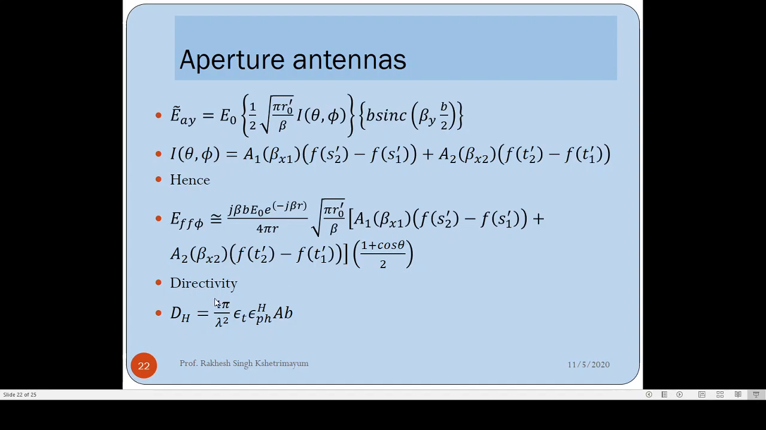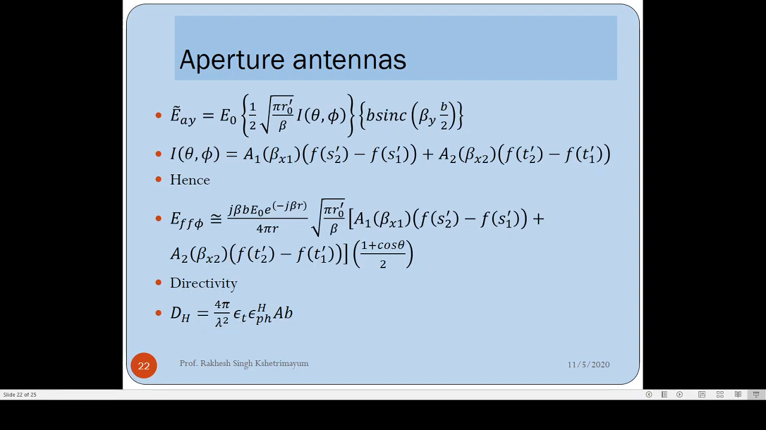And we are also interested in the directivity of the horn antenna. Directivity of the horn antenna can be found out. It's given in Balanis or Stutzman's book. It's 4 pi by lambda square. Usually what you do is you do the aperture integration and find out the directivity. Once you know the aperture field, you can easily find out the directivity for the aperture antennas. So directivity for this horn antenna is 4 pi by lambda square.